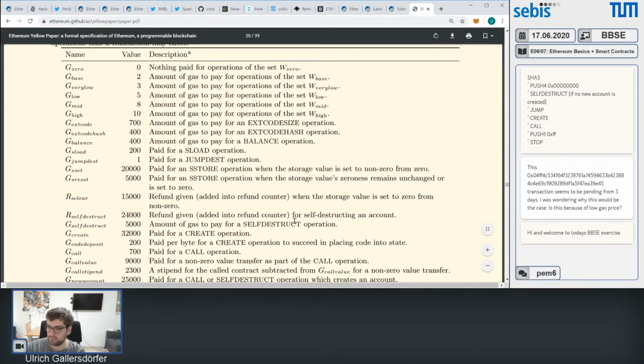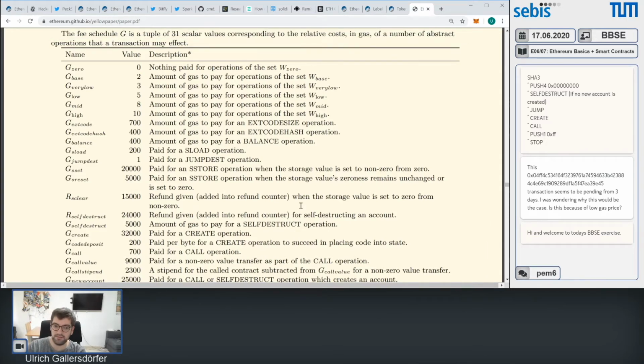You can take a look at it. It's a little bit off topic, but that is what's going on there. So that's about the self-destruct.